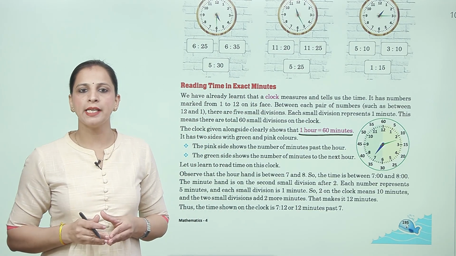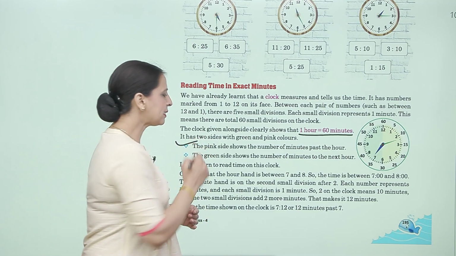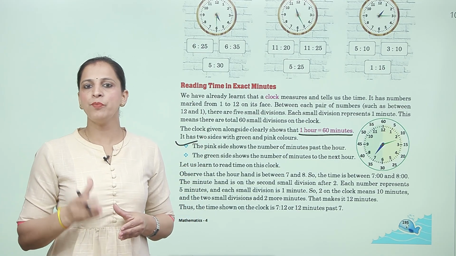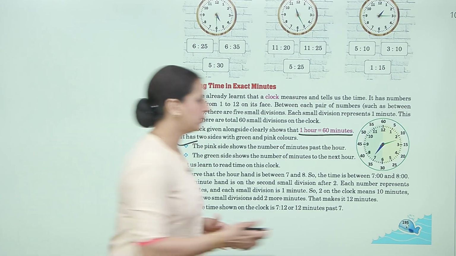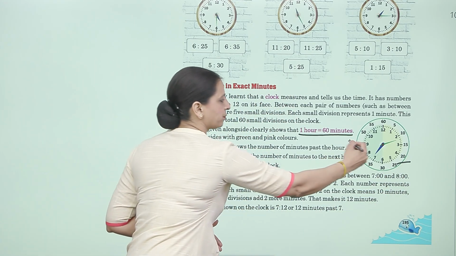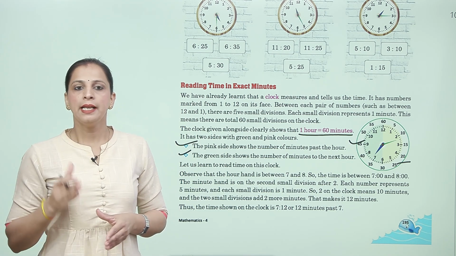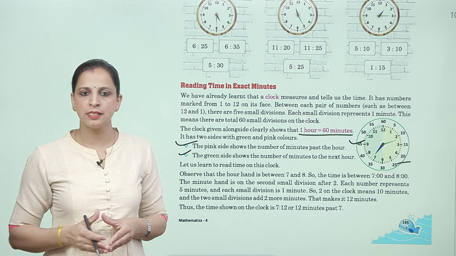It has two sides with green and pink color. Now, the pink side shows the number of minutes past the hour and the green side shows the number of minutes to the next hour. Let us learn to read time on this clock.